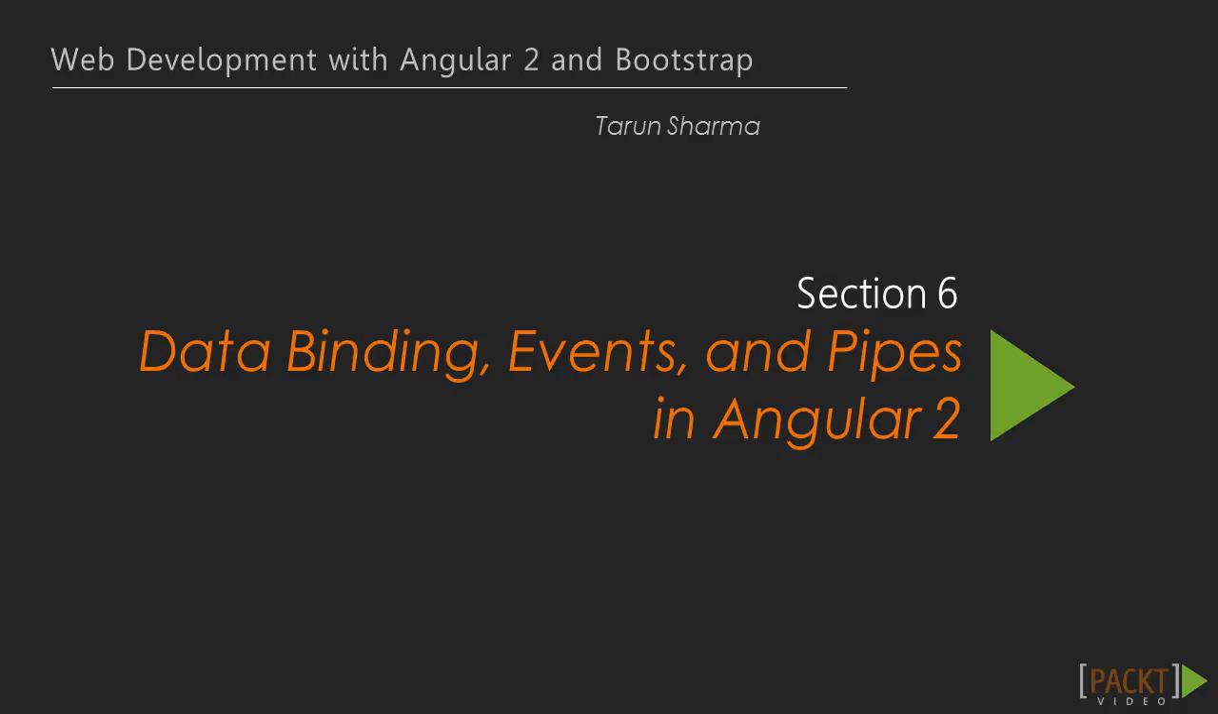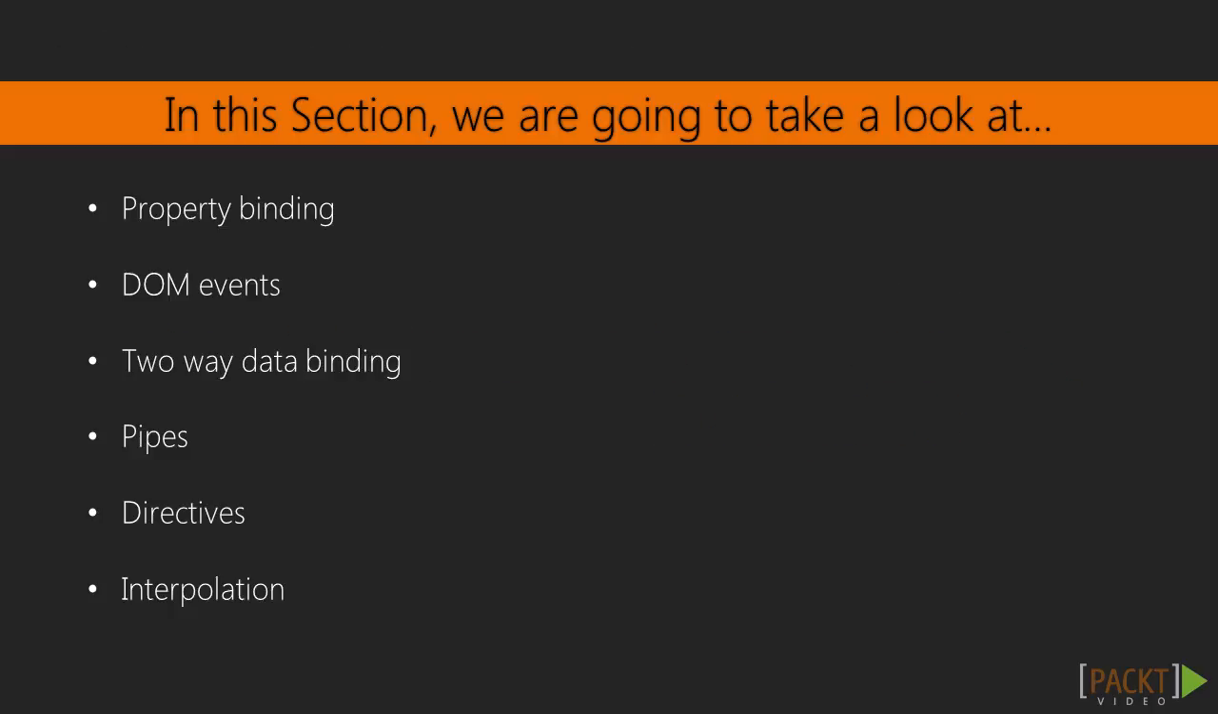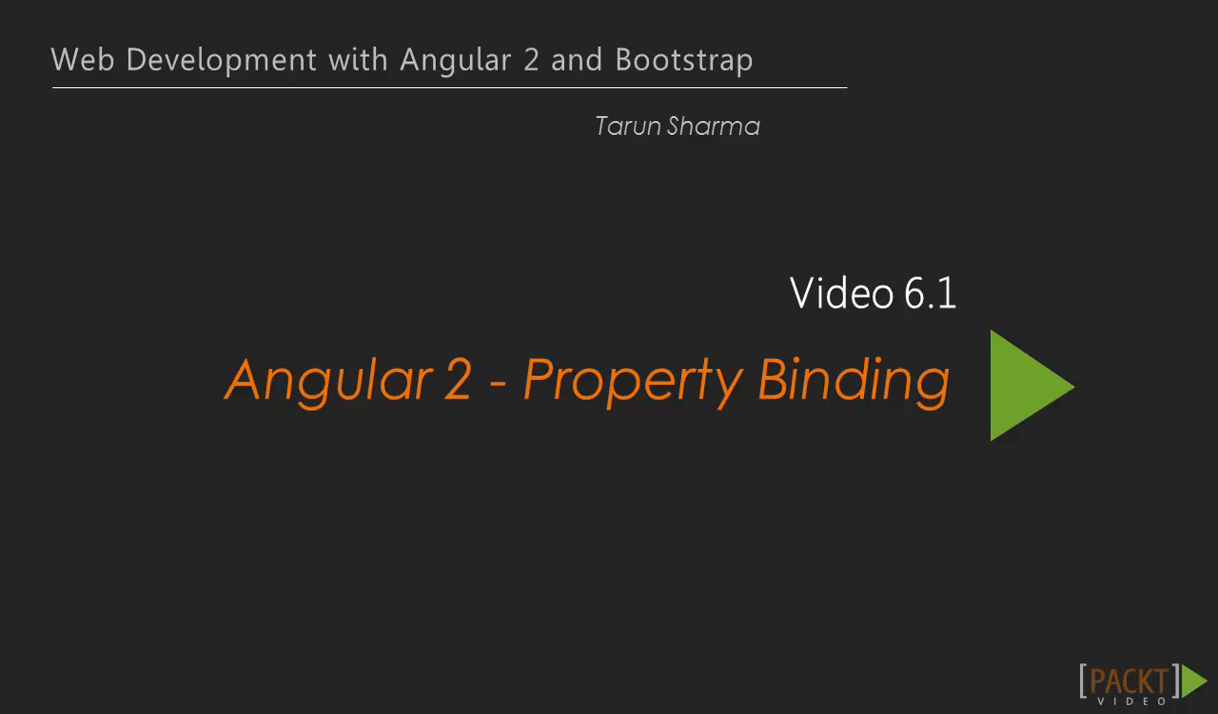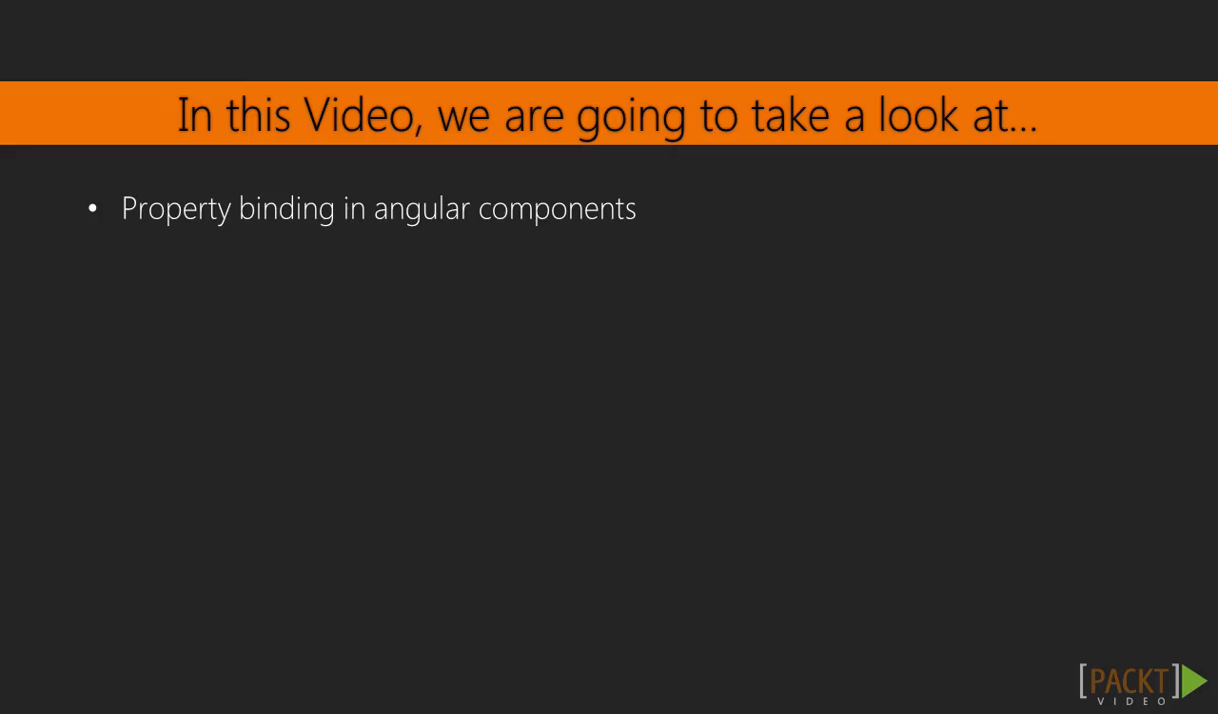In the previous section, we covered how Angular manages modules, components, templates, and building blocks of Angular application architecture. In this section, we're going to cover the process of doing two-way data binding and firing DOM events and filtering data with pipes. In the first video, we're going to talk about property binding in Angular components.